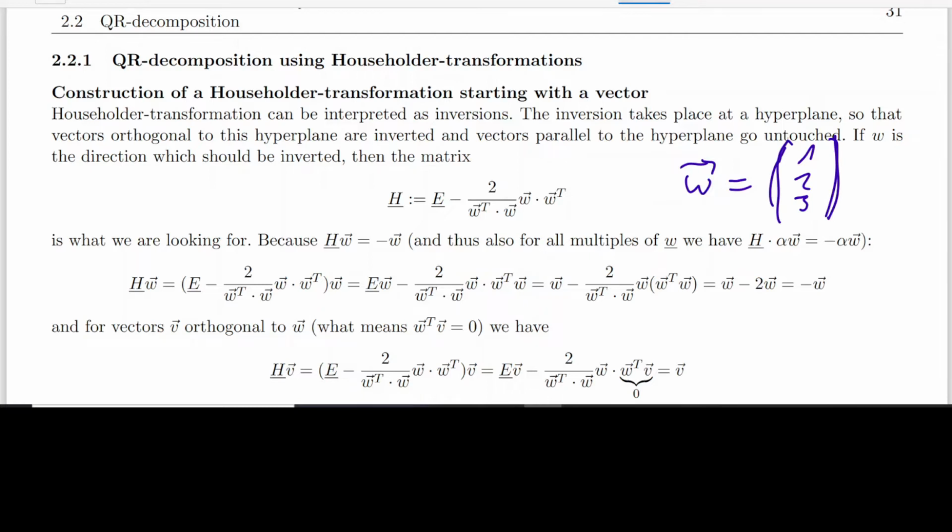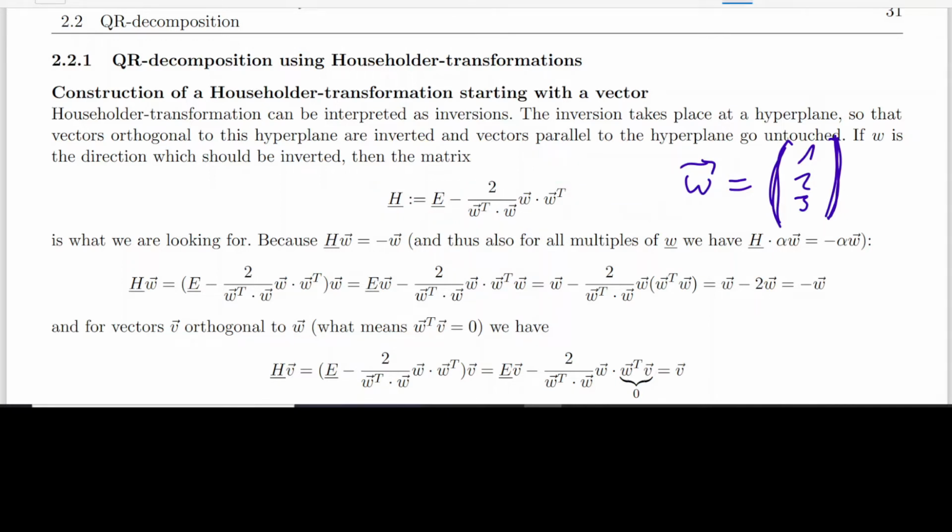If omega is a column vector here, then omega transpose is a row vector, and a row vector times a column vector is a number. So here we have 2 divided by some number. And omega, a column vector, times a row vector gives a matrix. So we have a number times a matrix, which is a matrix, and this is the identity matrix minus some matrix, and the result will be our H.